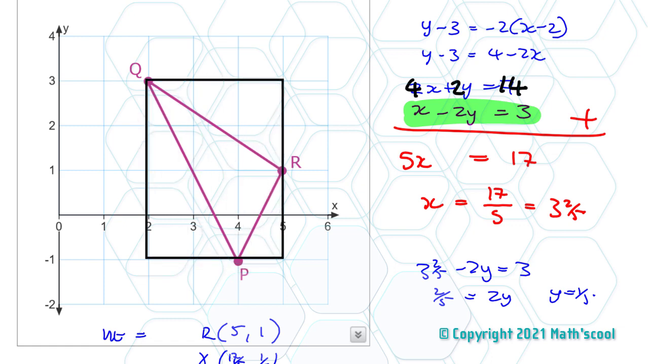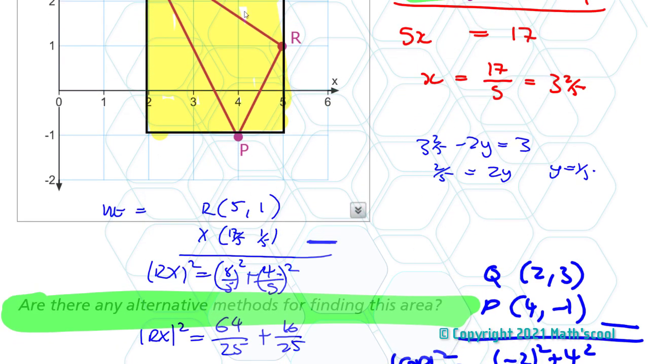Like that. And then I can say that that box has got an area of, well, it's 4 times 3. So the box has got an area of 12. Let's just shade that in. And let's just say the yellow area is 12.